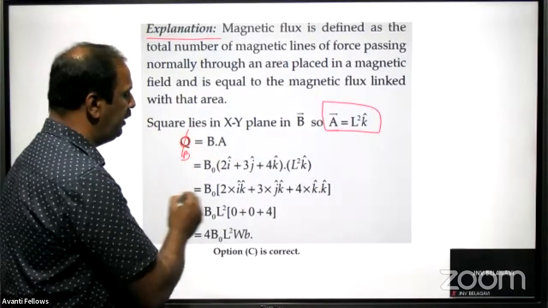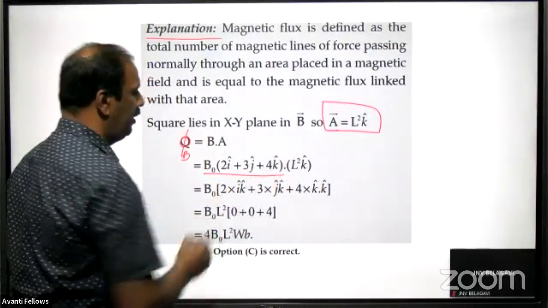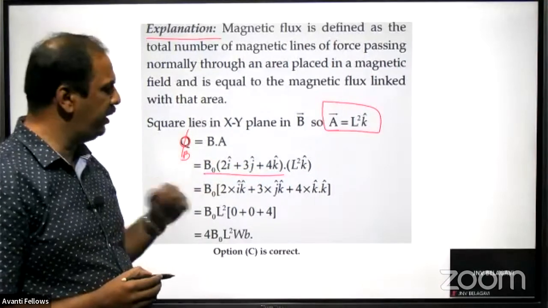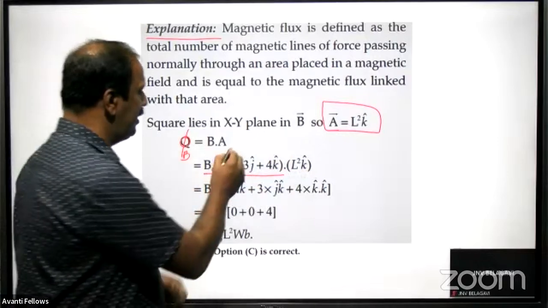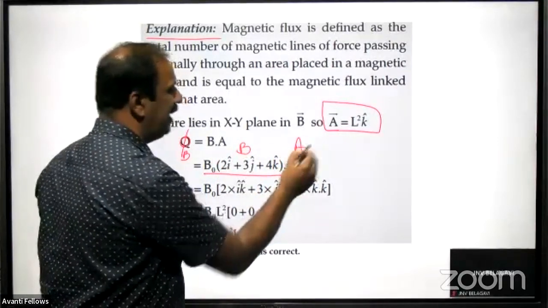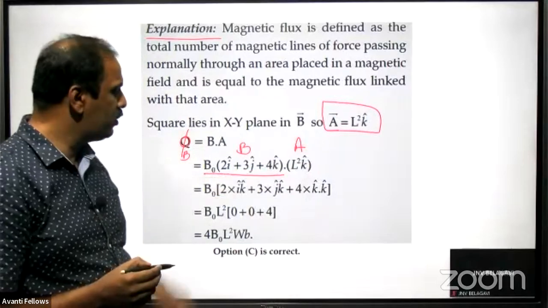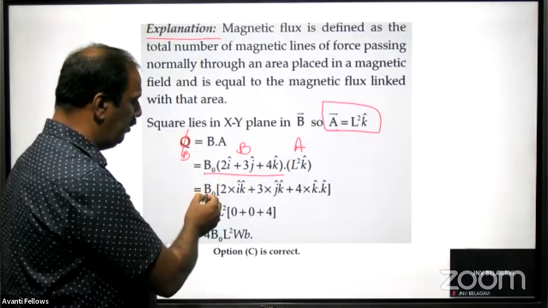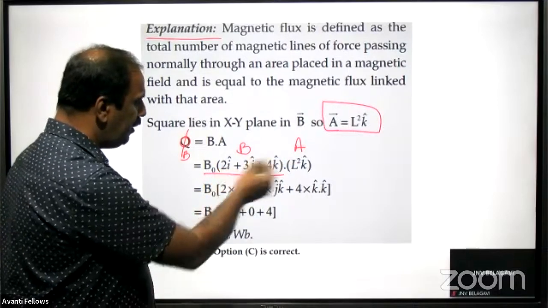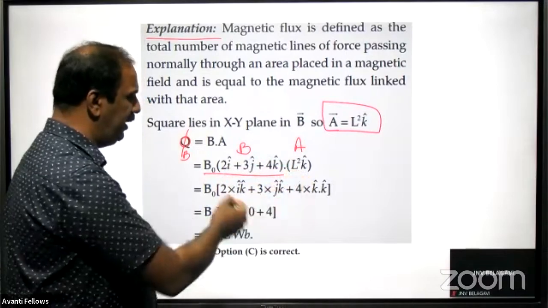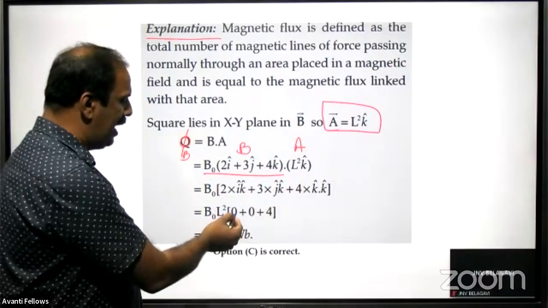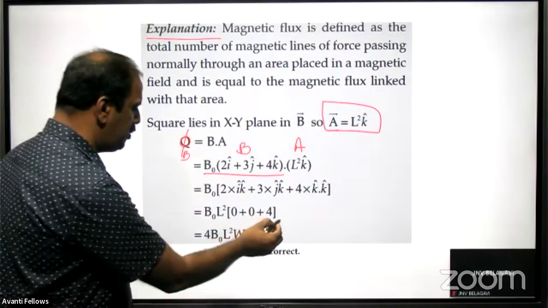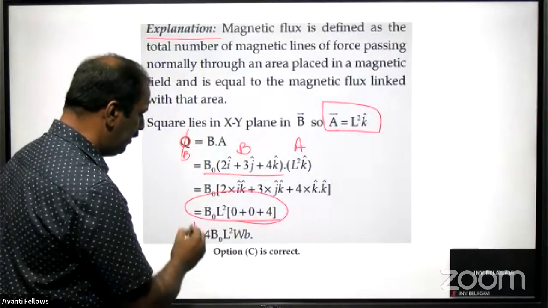B is already given in the question. B is B naught into 2I plus 3J plus 4K. Dot area. So this is our B and this is our area. Area is L square into K. When you take the dot product, you multiply the corresponding components. Only K is there in the area, so only the K term will remain. The I and J terms become 0. So when you take the dot product, you will get this, and this is our answer.